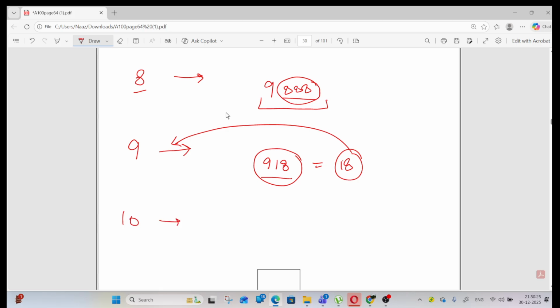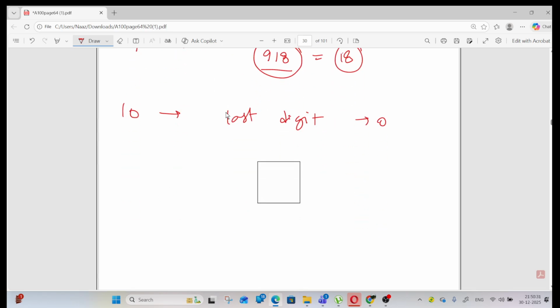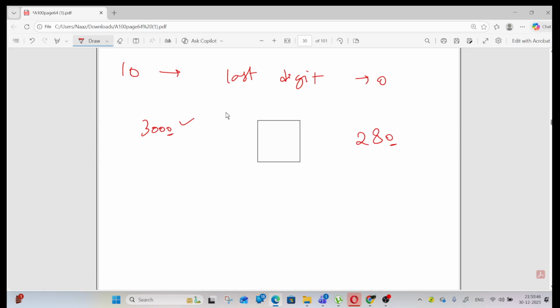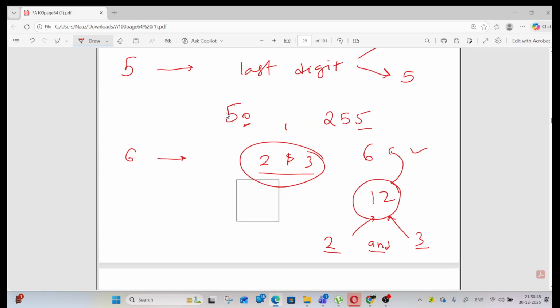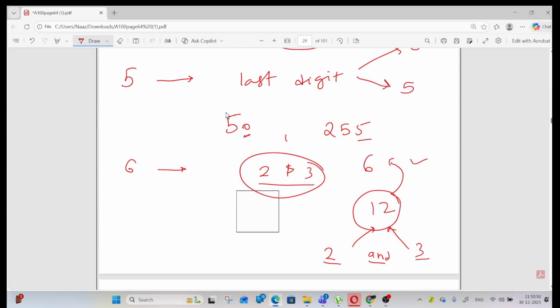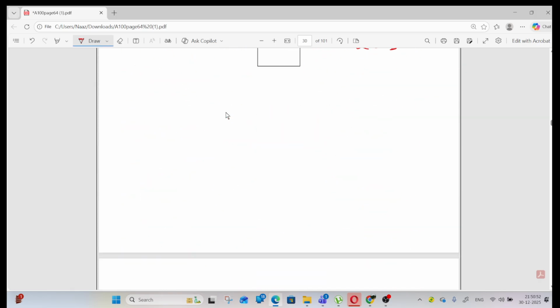For 10, we just check the last digit. If the last digit is 0, then the number is divisible by 10. For example, 3000. The last digit is 0, so this is divisible by 10. For example, 280. The last digit is 0, so it is divisible by 10. Clear? So these are some divisibility rules that you should know.